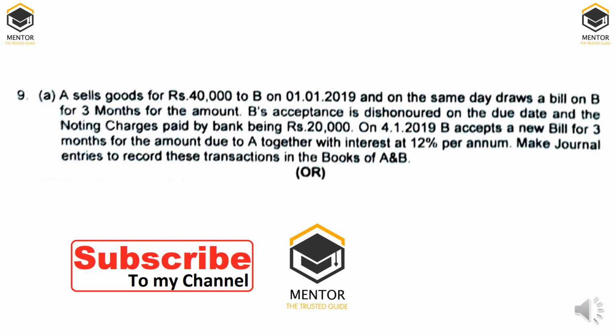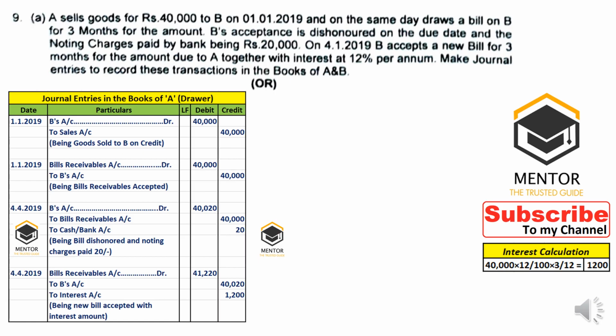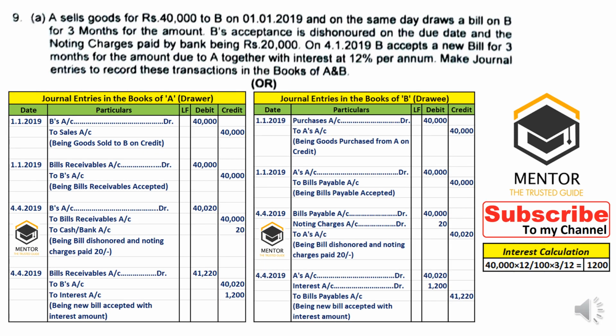On 4/1/2019, B accepted a new bill for 3 months for the amount due to A along with interest at the rate of 12% per annum. So it is the renewal of the bill concept. Make journal entries to record the transaction in the books of both the parties, that is A and B. So let's start the answer. First journal entries in the books of A, second journal entries in the books of B. Simultaneously we'll take up, I will explain both the entries.